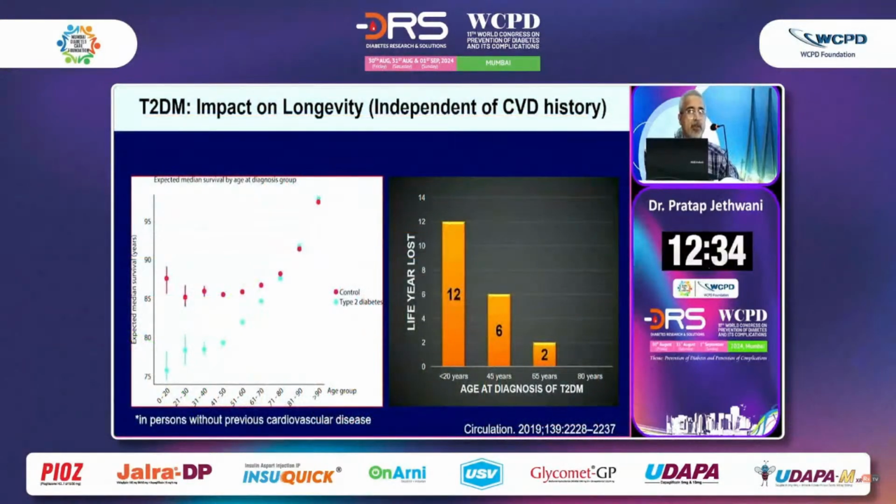So we all know that once you are diagnosed with diabetes, particularly if your age is less than 20, you lose around 12 years of your life. And in your 40s, you lose around 6 years of life. So it is a deadly disease, particularly in younger individuals or those diagnosed below the fourth decade of life. The risk of complications is very high, and definitely they lose precious years of their life. So we need to focus on glucose control.